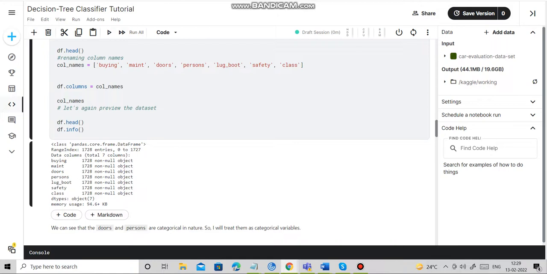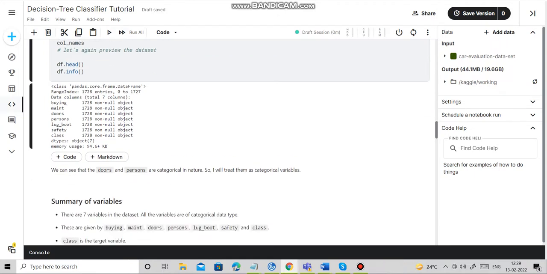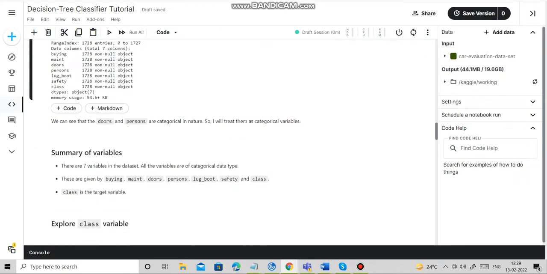Basically, these are the column names actually. That is safety, class, luggage boot space, persons, doors, maintenance, buying, etc. So we'll not be delving much into the data pre-processing steps. We'll just breeze through it and go directly to the model building.